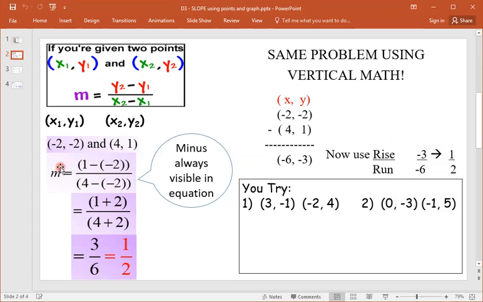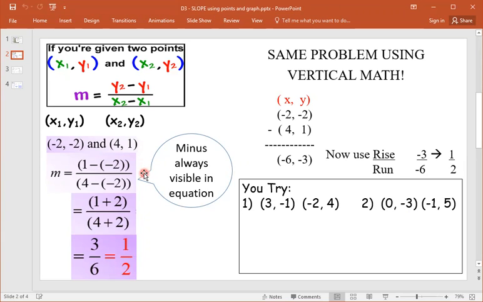Plugging into the problem, I need my y variables on top. So I take the y2, which is 1, minus the -2. So you must have this minus in the problem. Okay, it always has to be visible in the equation. Then the x's go on the bottom. x2 is 4 minus the -2 for x1. 4 minus -2. Now we all know that two negatives make a positive, so this becomes 1 plus 2 and 4 plus 2, which gives us 3/6, which is the same as 1/2. We always want to reduce when we can.